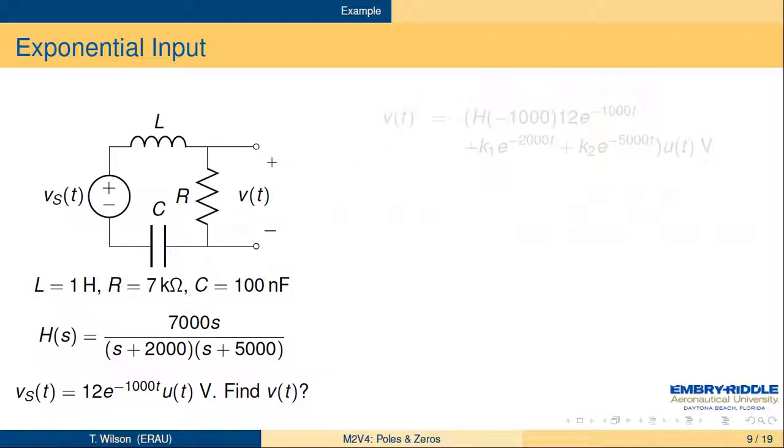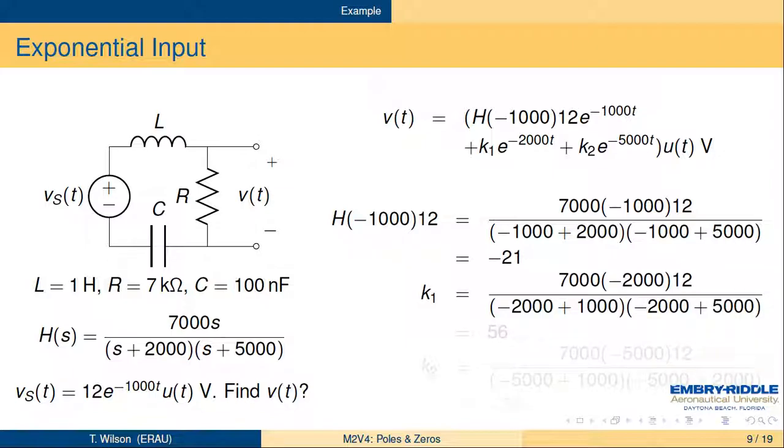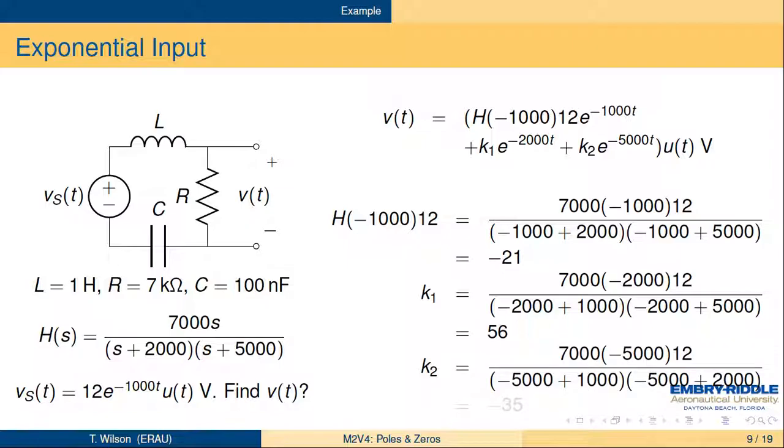So we can find those quantities in this expression here. For H of minus 1,000 times 12, we plug minus 1,000 into H of s, so we get 7,000 times minus 1,000, over minus 1,000 plus 2,000 times minus 1,000 plus 5,000, and that turns out to be 21. You can go through and work the math out. The denominator ends up being 1 times 4,000 and 4,000. 1,000 in the numerator goes into 4,000 in the denominator 4 times, so 4 goes into 12, 3, and the thousands go away with the products. You've got millions actually instead of thousands. Similarly, we can find K1 and K2 just by evaluating. We get K1 equals 56. We get K2 equals minus 35. Standard way we've always done partial fractions.